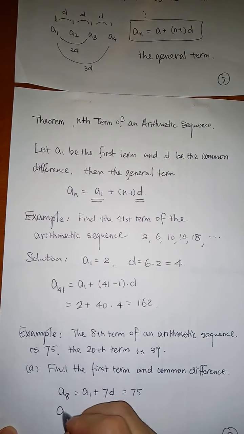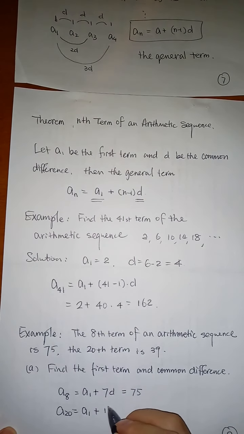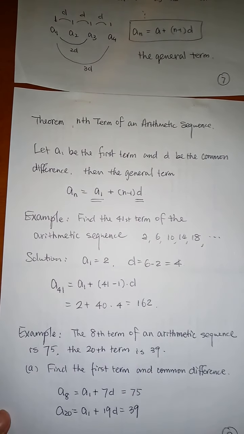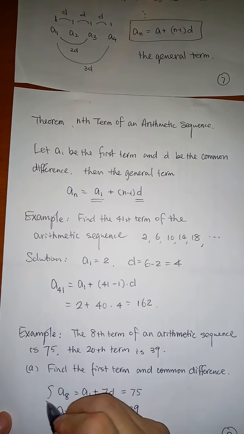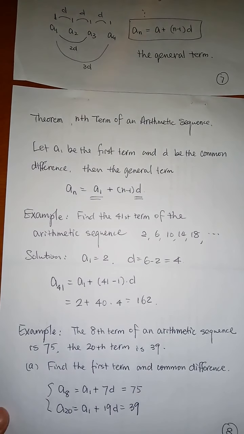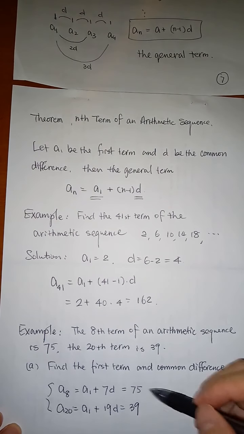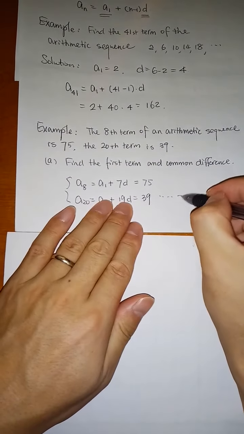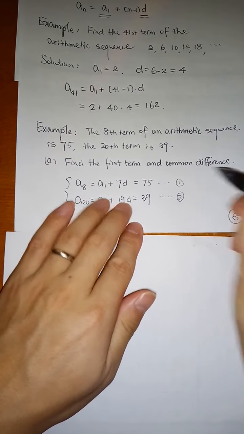A20. A20 is A1 plus 20 minus 1 times D. 20 minus 1 is 19. It is 39. So we actually have a system of equations. How do we solve this system of equations? We use equation 2 minus equation 1.